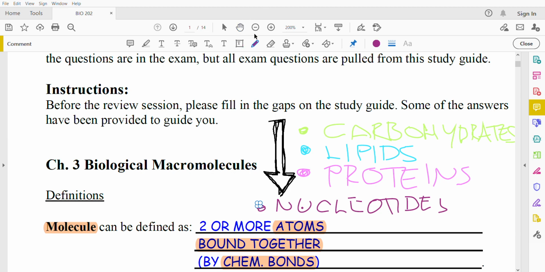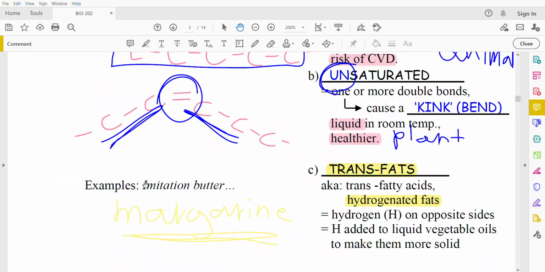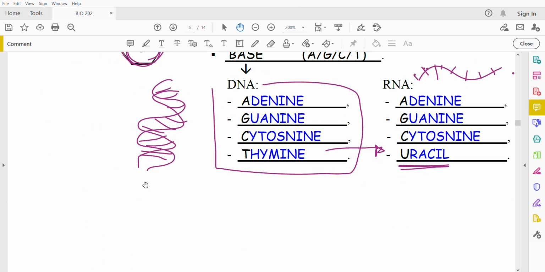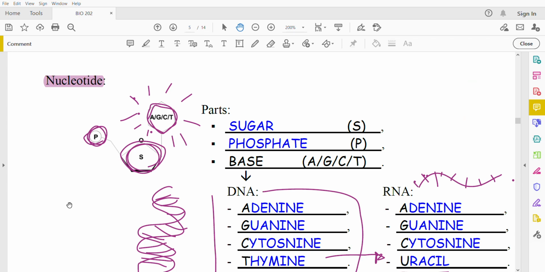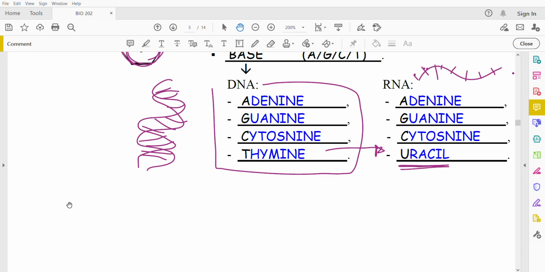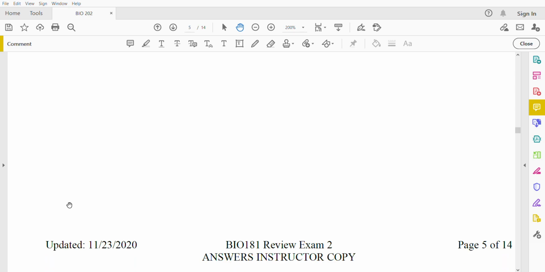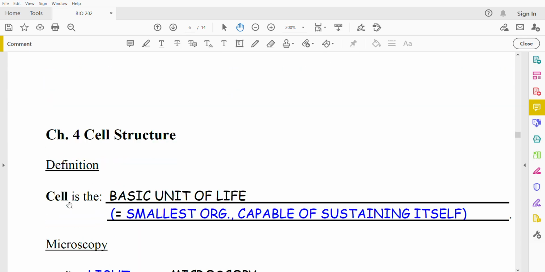Although we don't really use nucleotides as a source of energy as such, that's there now just for the sake of completeness. And we'll talk a lot more about DNA and RNA in the few remaining chapters of our course, but I wanted to include them here as the basic macromolecules. And that completes our chapter 3. So we're ready to move on to chapter 4.